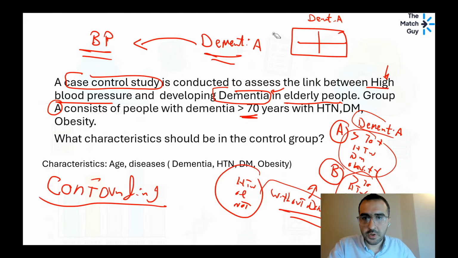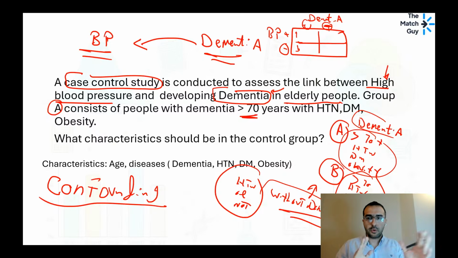And on the side, well, the risk factor here is blood pressure. So you see here, maybe we have high blood pressure, low blood pressure, plus dementia or no dementia. So I don't care about the blood pressure in both groups. I will get both, like patient with high blood pressure and patient with normal blood pressure. Okay. So the typical answer here in the control group, it will be more than 70 years with hypertension, diabetes, obesity. They don't have dementia, regardless of what the blood pressure is. So it could be high or normal blood pressure.